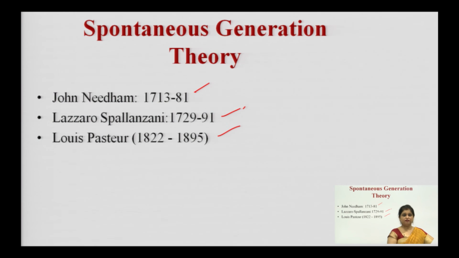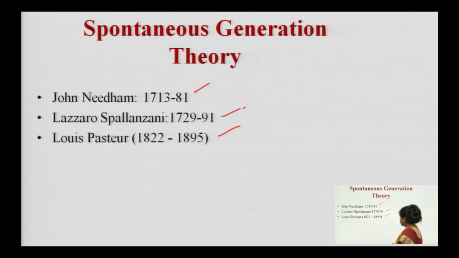He took a flask, put a nutrient broth into it, covered it, sterilized it for a few seconds, and then kept it for a long time. What he observed was that microorganisms were generated. He tried to prove that microorganisms generate from the broth, without coming in contact with anything, that is, flies. And Lazzaro Spallanzani was the scientist who said that they are not generating spontaneously.